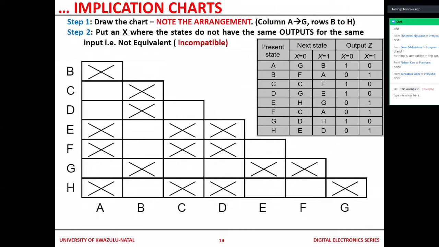Go to A and C. The outputs are okay. If the outputs are not okay, it's incompatible. Put an X, it will never be compatible. So do that for the rest. 2 minutes.